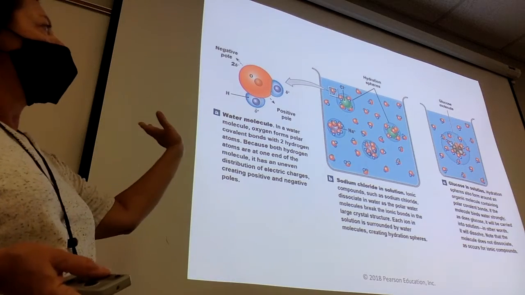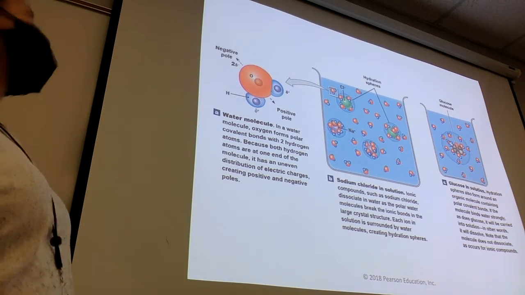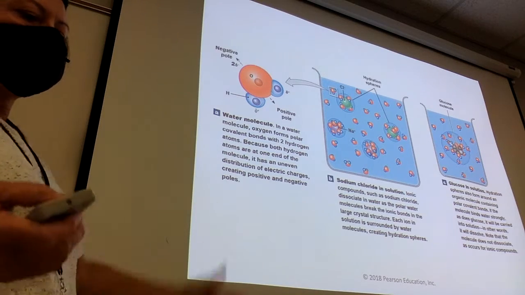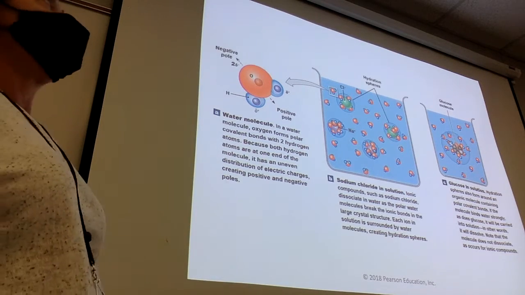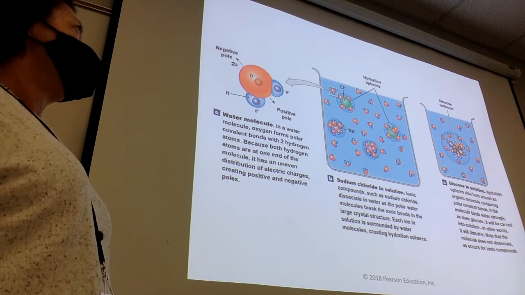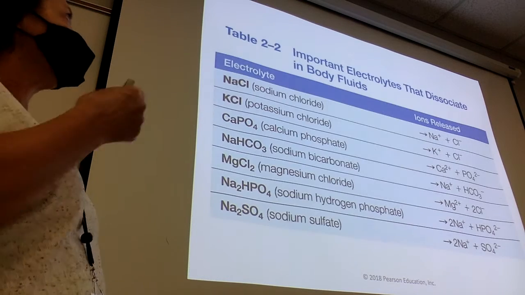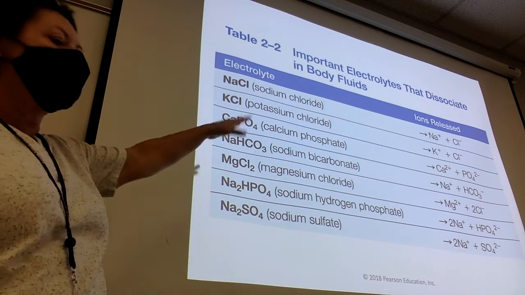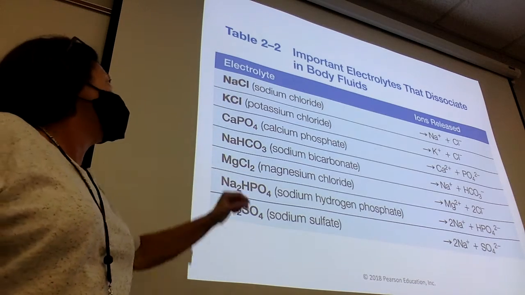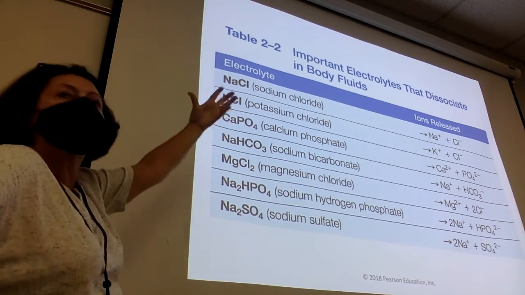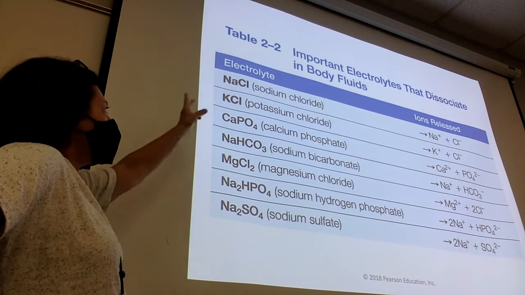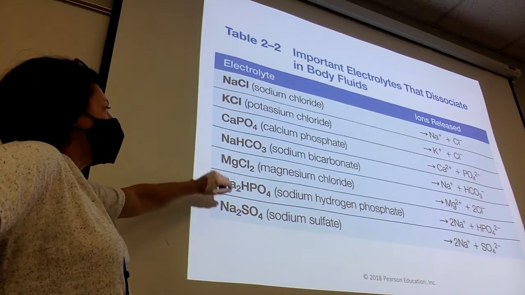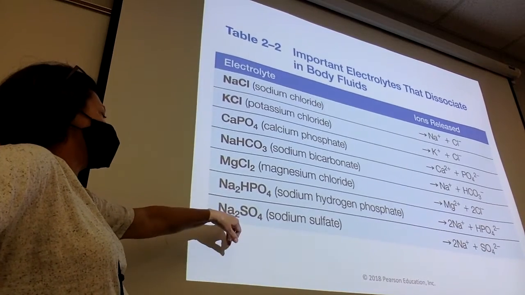This just shows you basically what's happening to an ionic compound in water. You will not have to label this or anything for the next exam. I already checked, so let's just move on. These are the important electrolytes that will dissociate or ionize in your body fluids. So sodium chloride, salt, you guys know that. Potassium chloride, calcium phosphate, sodium bicarbonate, magnesium chloride, sodium hydrogen phosphate, and sodium sulfate.